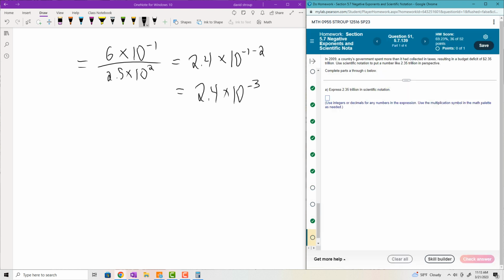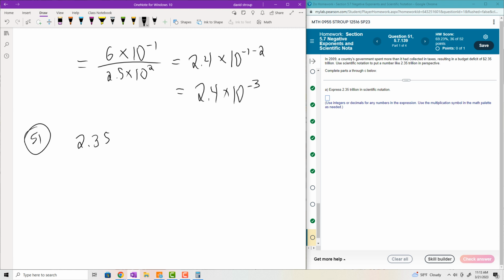And then we have some story problems. Let's try 51. In 2009, a country's government spent more than it had collected in taxes, resulting in a budget deficit of $2.35 trillion. Use scientific notation to put a number like that into perspective. So first we want to rewrite $2.35 trillion in scientific notation.